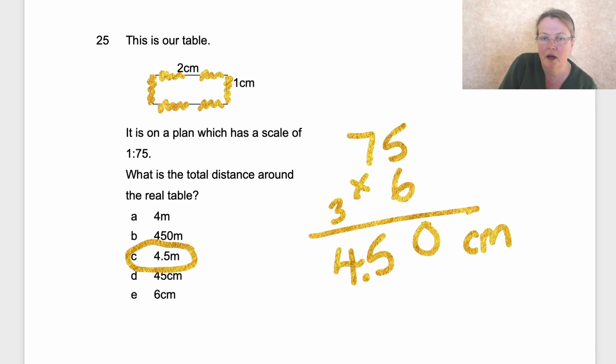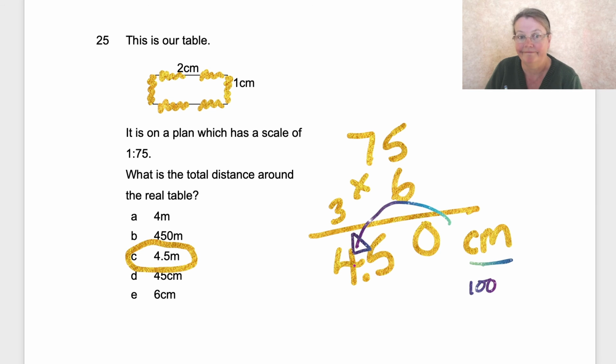Or if you prefer, you can say there are 100 centimetres in a metre, so you bounce it in 2 times because there are 2 noughts in 100.